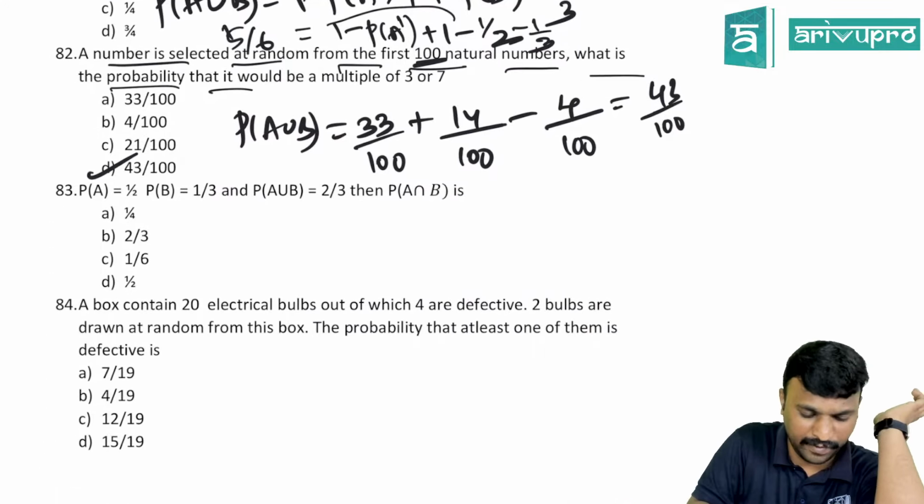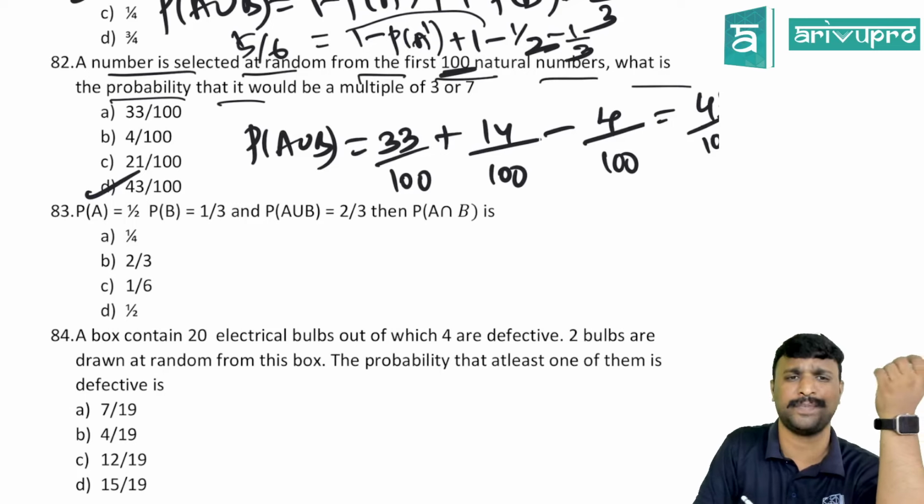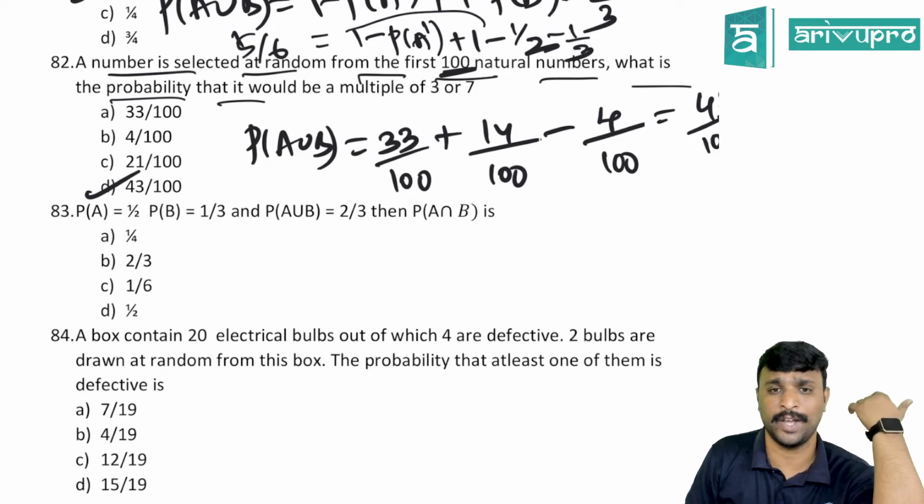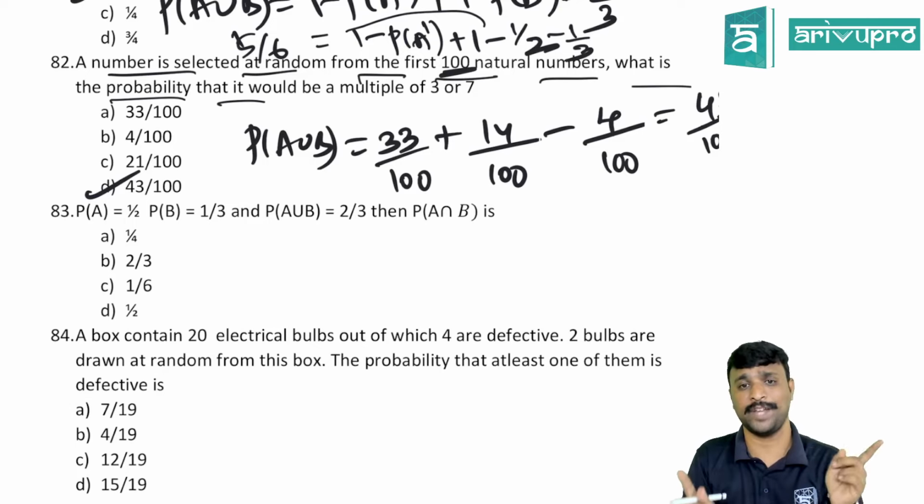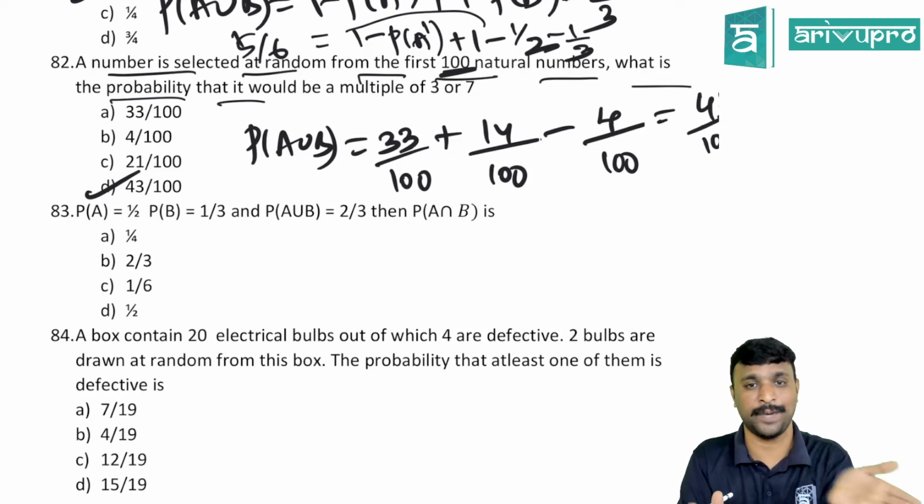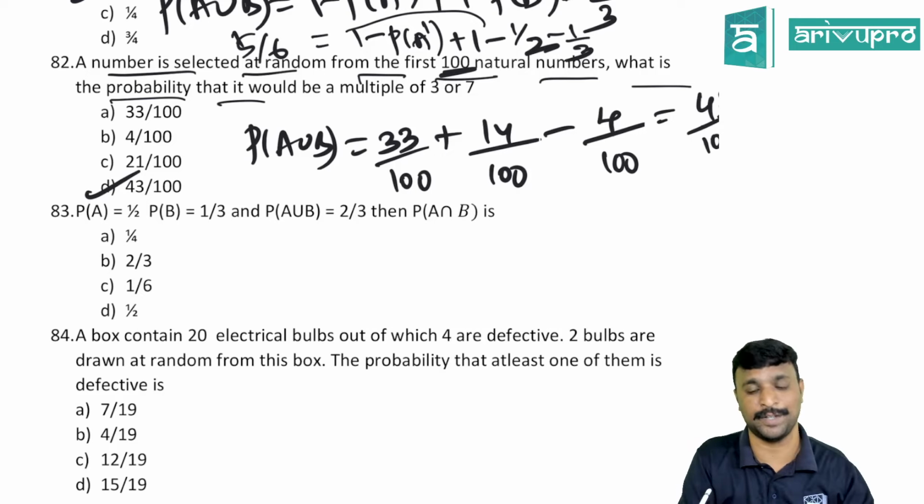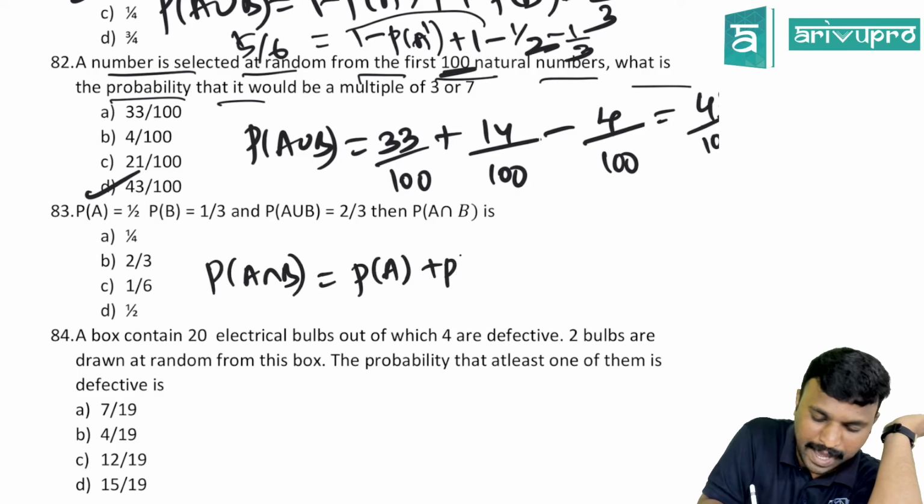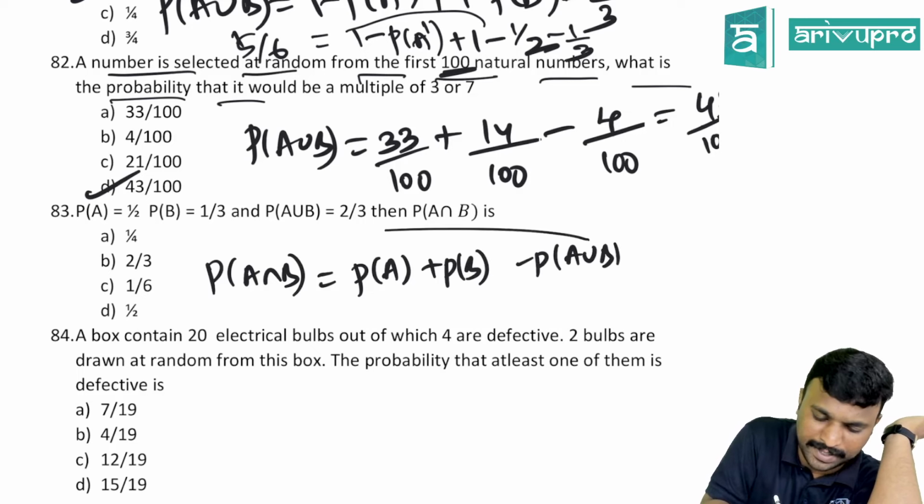83 says P of A, P of B, P of A union B. What is P of A intersection B? Definitely it's the P of A union B formula you have to use, but you can transfer P of A union B to the right hand side, and P of A intersection B to the left hand side. So it is P of A intersection B is equal to P of A plus P of B minus P of A union B. Actually, the original formula, this is here and this is here.